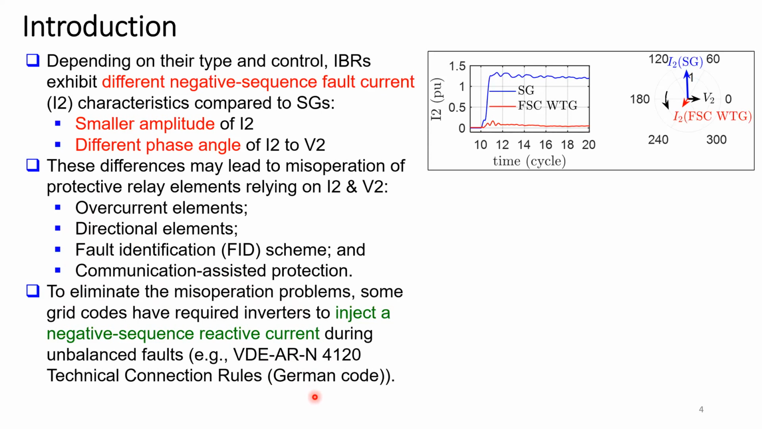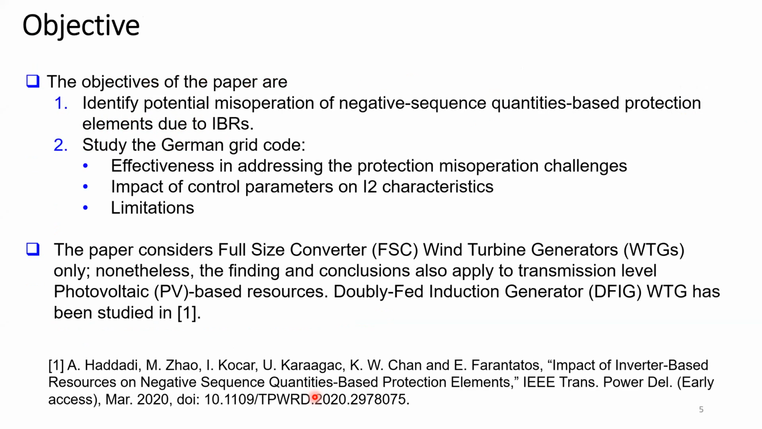So with this background, we have two main objectives in this paper. The first one is to identify potential misoperation of negative sequence quantities-based protection elements due to IBRs. The second objective is to study the German grid code, basically three aspects. One, to study its effectiveness in addressing the protection misoperation challenges. Two, to study the impact of control parameters on the I2 characteristic under the German grid code. And three, to also study the limitations. Of course, like any other solution, the German grid code comes with a set of limitations, so we wish to identify these limitations.